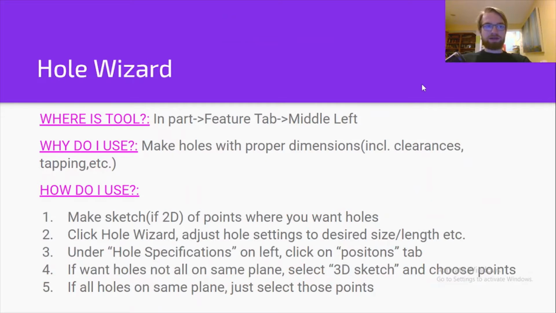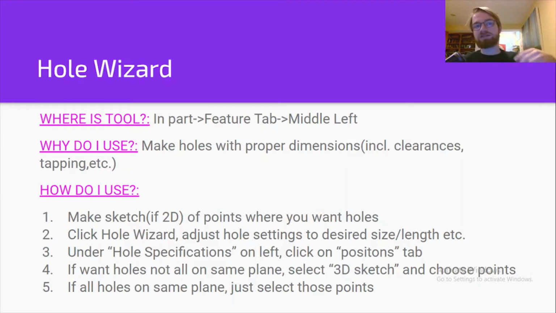Okay, so what is the Hole Wizard? Well, effectively the Hole Wizard is a tool that allows us to make holes really quickly and really precisely. So you might think, oh, it's just a hole, right? That's super easy. Well, actually, if you're making a lot of them, it can be a headache because you have to set constraints and set dimensions for all of them.